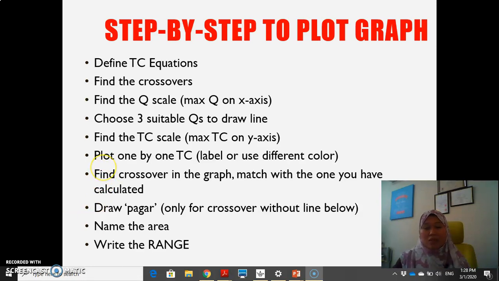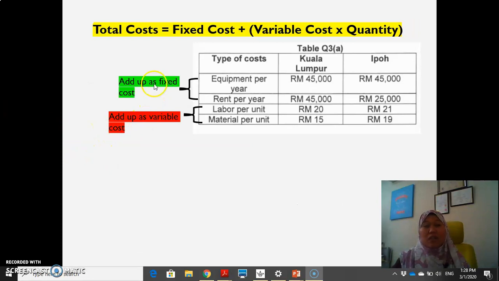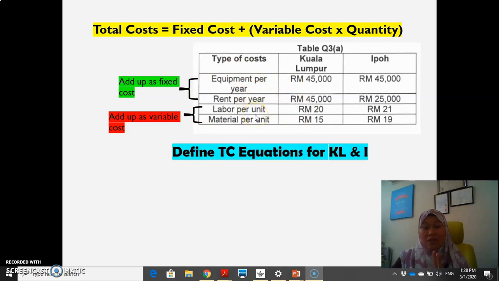So we start with the first step, which is to define the total cost equation, the TC. Since we have two locations, we need to find two TCs. Again, I remind you, we need to find the fixed costs and the variable costs. The first one, we look for KL first. The TC for KL, we know the formula is fixed cost plus variable cost times quantity.